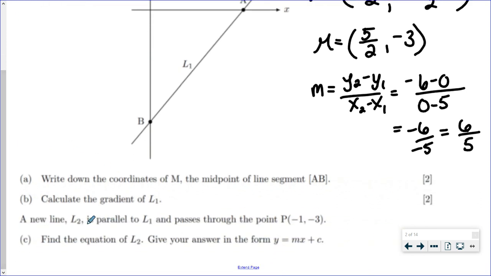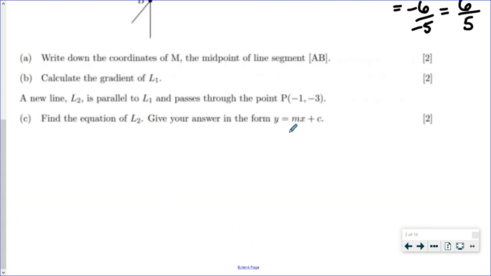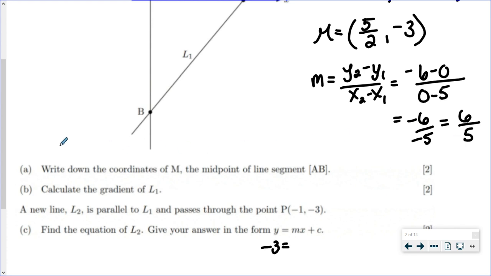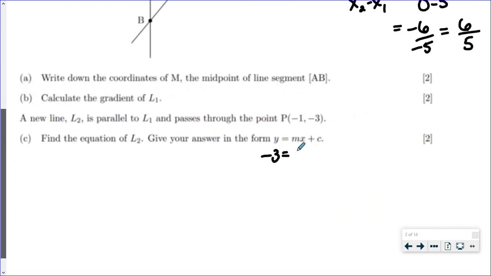All right. A new line, L2, is parallel to L1 and passes through the point -1, -3. Find the equation of L2 and give your answer in the form y equals mx plus c. So again, we have y equals mx plus c. My y is -3 equals my m, since it's parallel, we know that it has the same m as L1, which is 6/5, times the x, which is -1, all plus c.